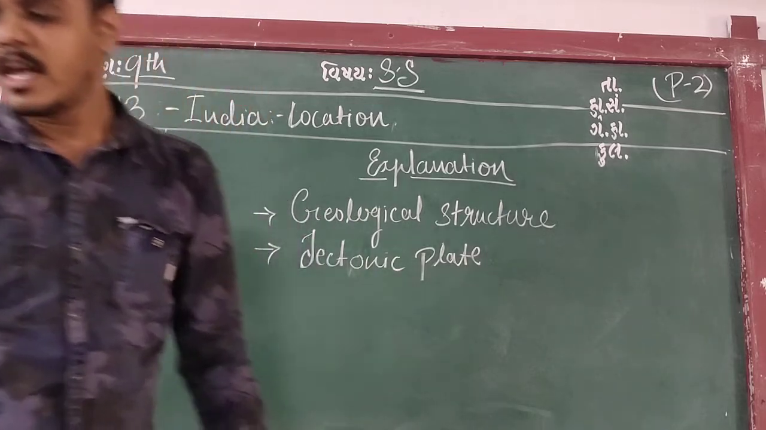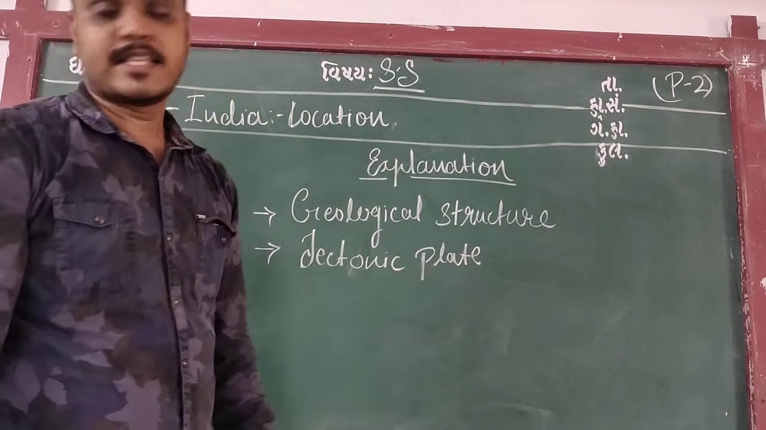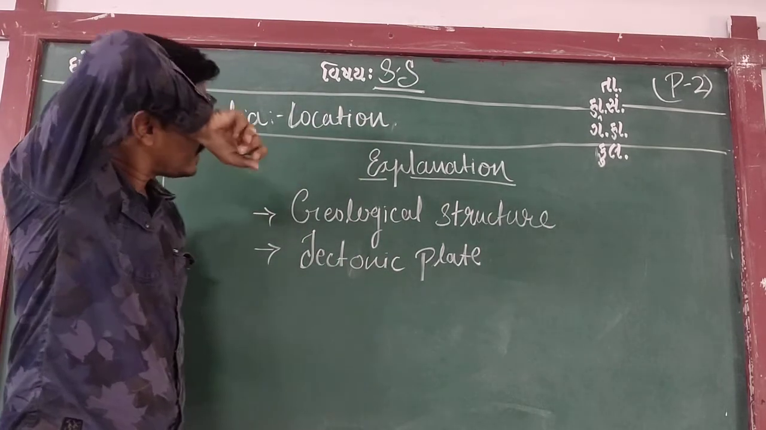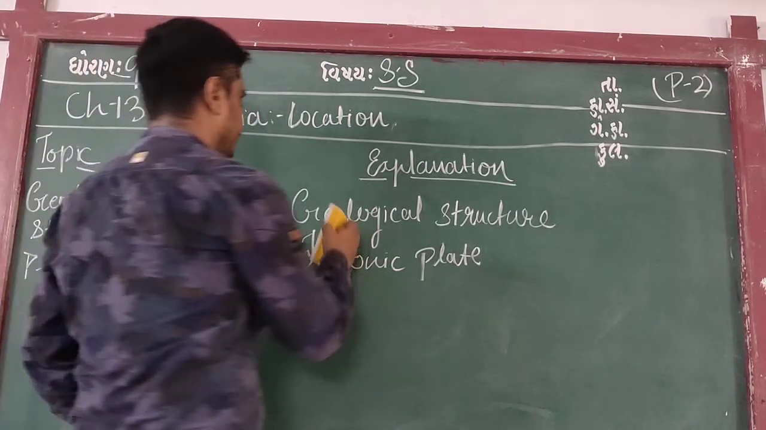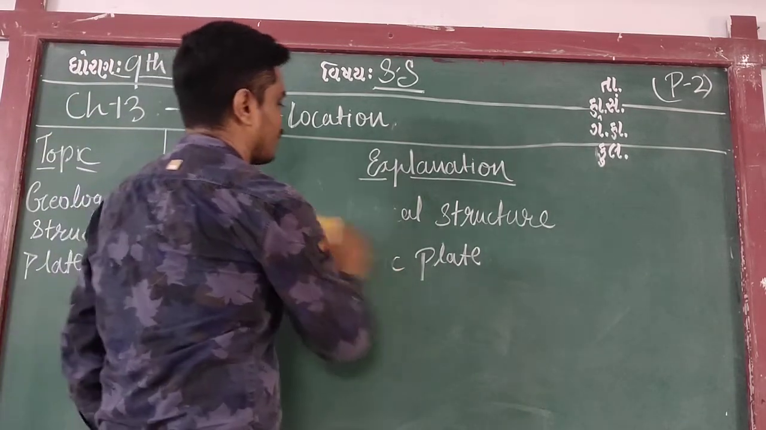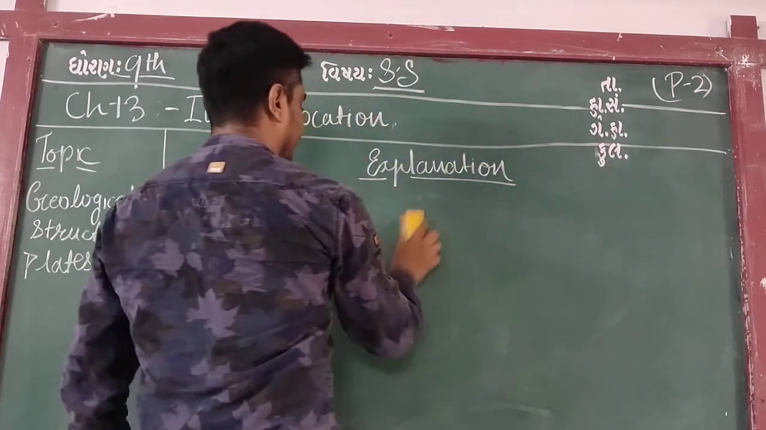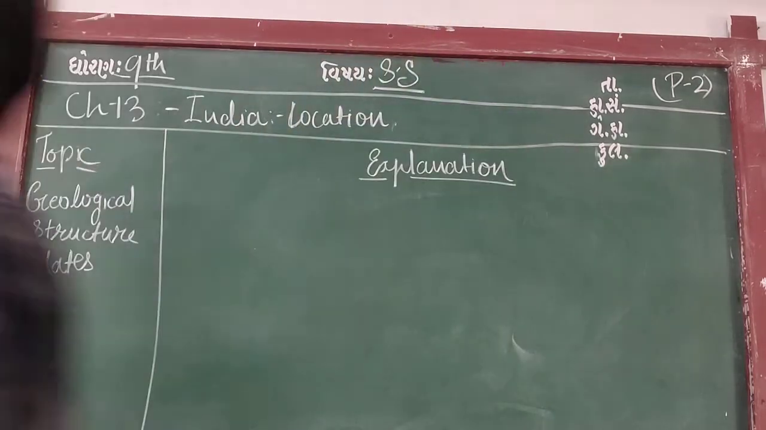Now, according to the research, there are seven major tectonic plates. Which are the seven major tectonic plates? Let me write them down. Give me a second.